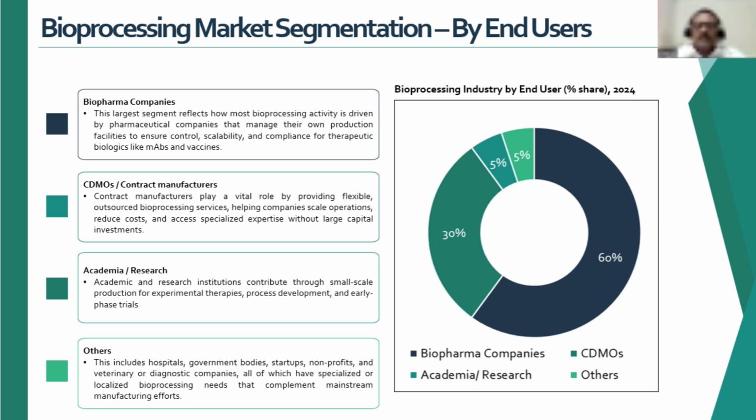Academia, though, contributes to scale production for experimental therapies or early phase trials, and others include less than 5% of the market. The biopharma and CDMO constitute around 90% of the bioprocessing market.